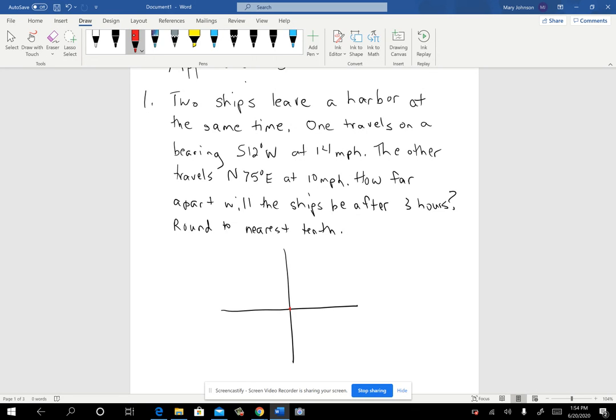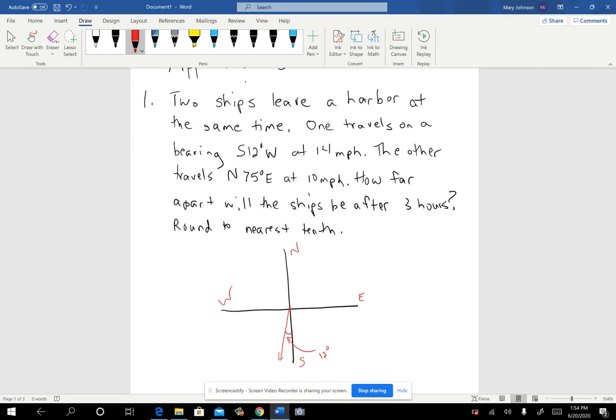So we're going to head south. We're going to veer to the west, 12 degrees. So this would be east, west, north, south. And remember, you always veer off of that north-south line. Okay, so the S meant we're going to go down, 12 degrees west means this is 12 right here.